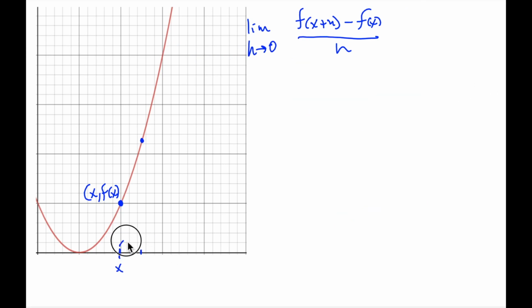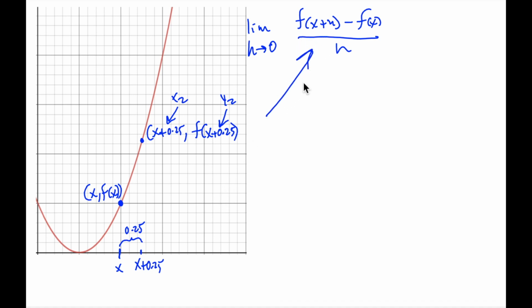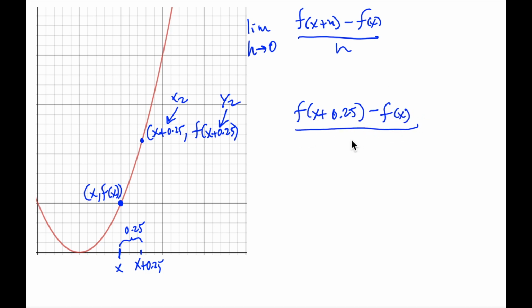All right, so let's give it another try now. You see here, h has gotten smaller. Let's say h is now 0.25. Getting closer and closer and closer. So I'll say this is x plus 0.25. And then f of x plus 0.25. Remember, you're plugging this into your function to get the y. So again, this is still x2, y2. So now I'll just apply this again. All right, so I'll do f of x plus 0.25 minus f of x over my x2 minus my x1.